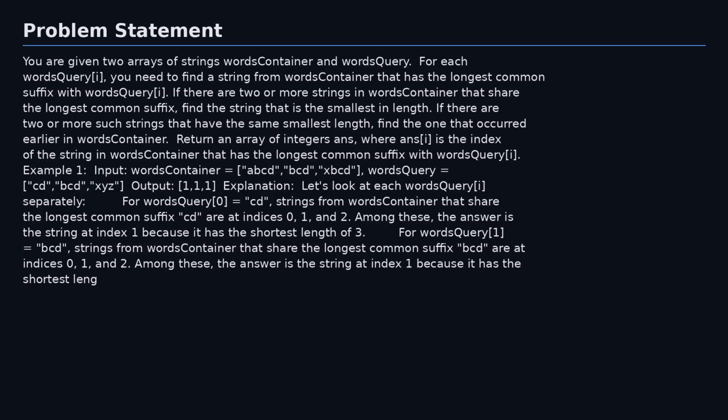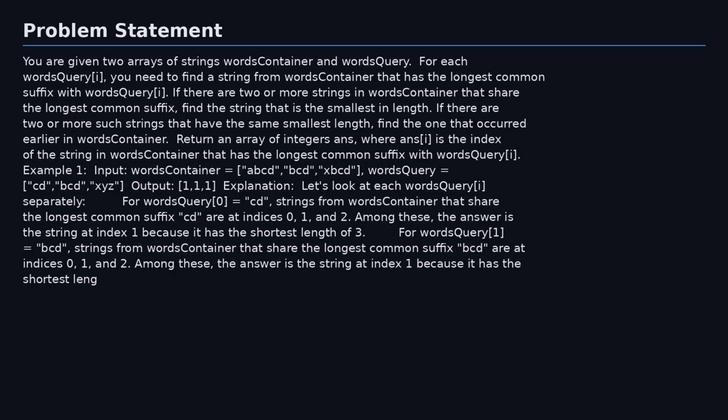So, the problem provides us with two lists of strings, wordsContainer and wordsQuery. We need to find the index of the string in wordsContainer that has the longest common suffix with each string in wordsQuery. If there are multiple strings with the same longest common suffix, we choose the one with the smallest length. This means we need to compare each string in wordsQuery with every string in wordsContainer and find the one with the longest common suffix.